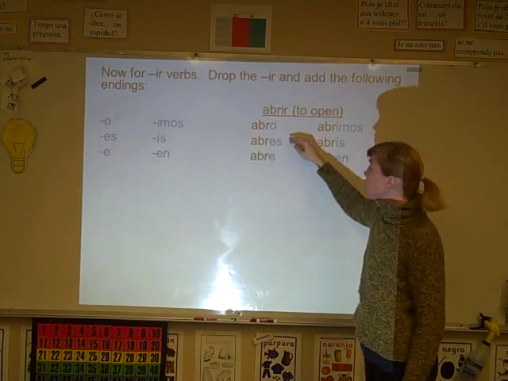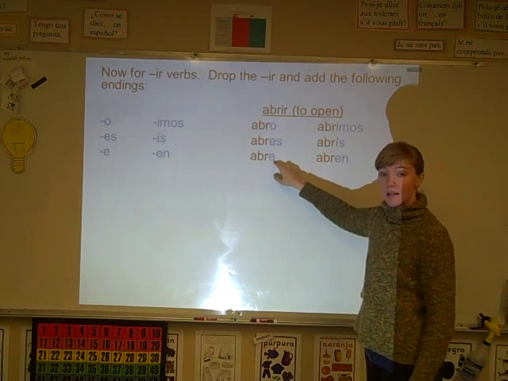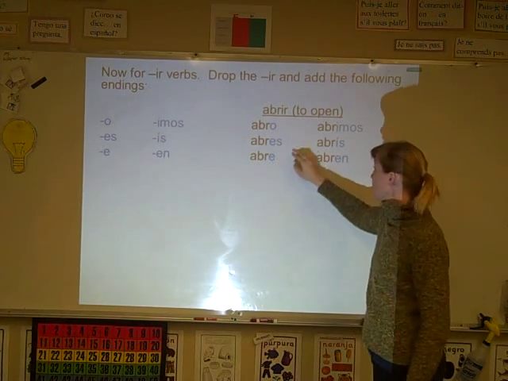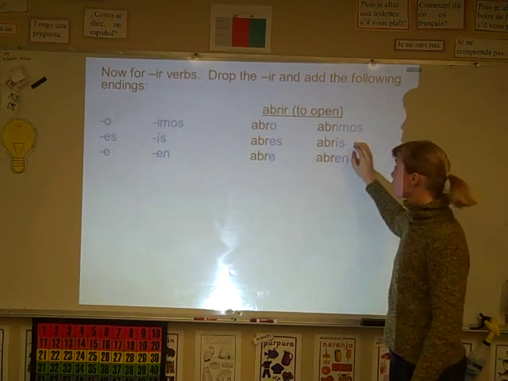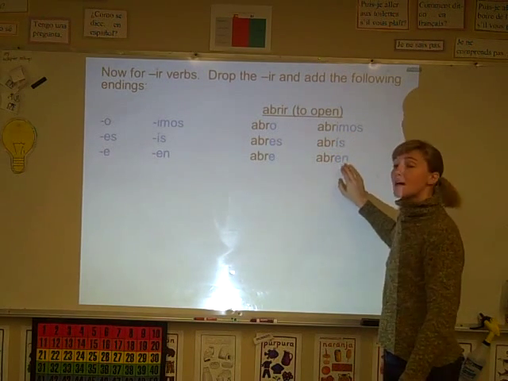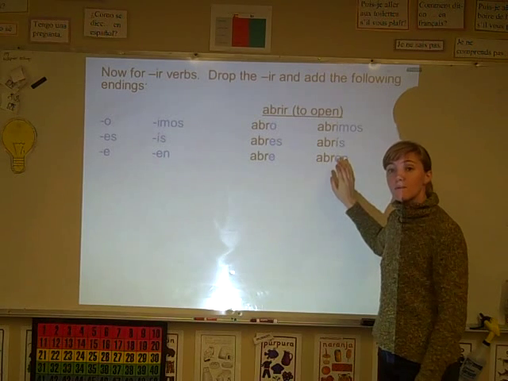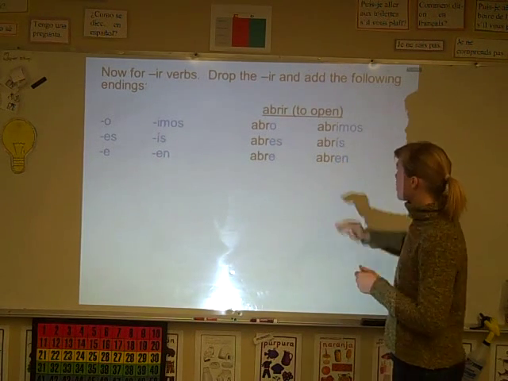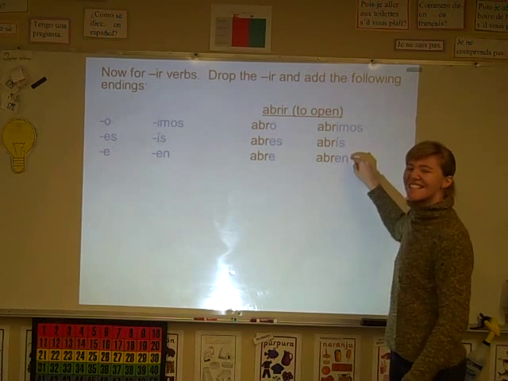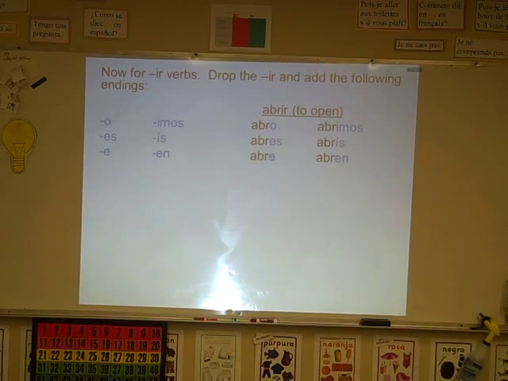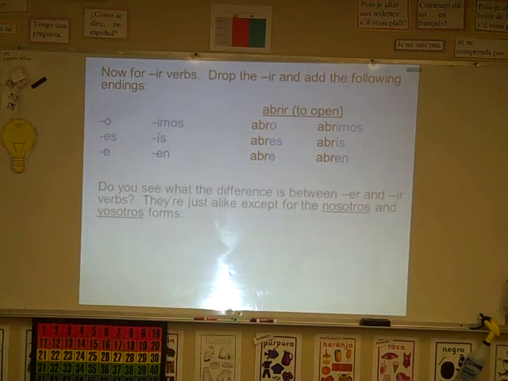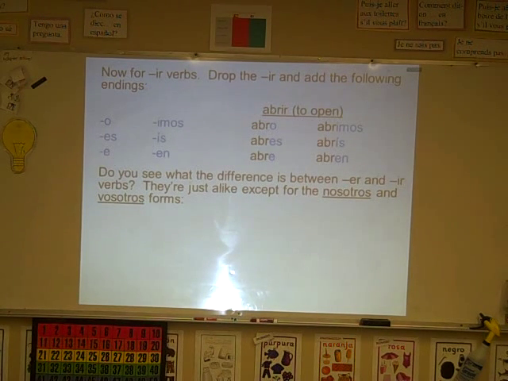For example, abrir, to open. Yo abro, tú abres, él abre, ella abre, usted abre. Nosotros abrimos, vosotros abrís, ellos abren, ellas abren, ustedes abren. Okay, so o, es, e, imos, ís, en. Notice the only difference between the ER and the IR verbs is the vosotros and the nosotros forms: emos, éis, imos, ís.